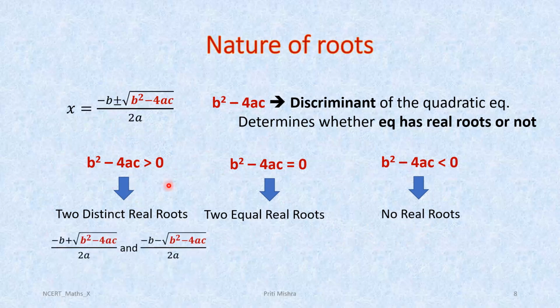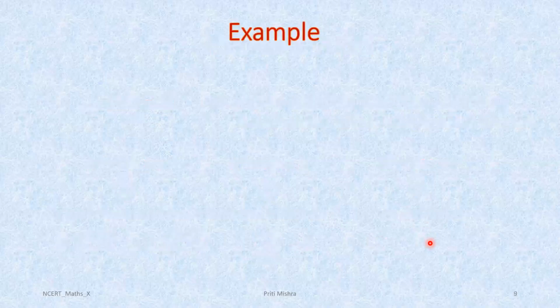So when b square minus 4ac is greater than 0, then we will have two distinct real roots, and the real roots will be in this form: minus b plus under root b square minus 4ac upon 2a, and minus b minus square root b square minus 4ac upon 2a. And when b square minus 4ac equals 0, then both the roots are equal, as this term is becoming 0. So minus b upon 2a will be both the roots. And in the third situation, we do not have any real roots.